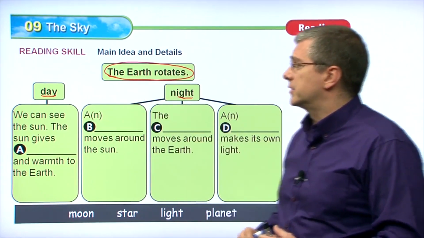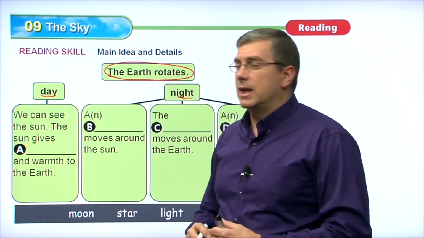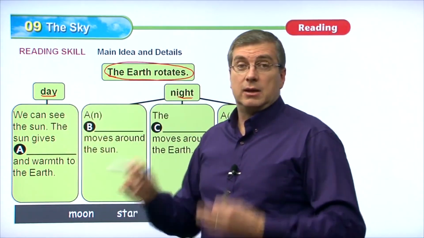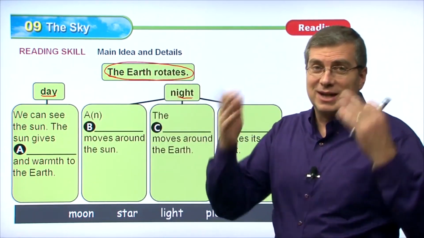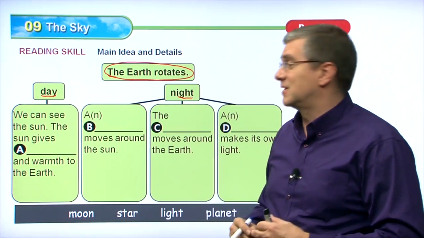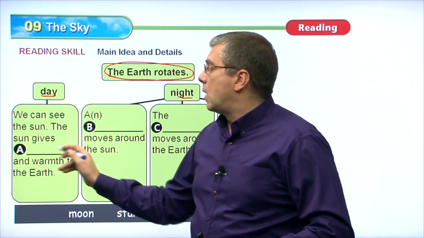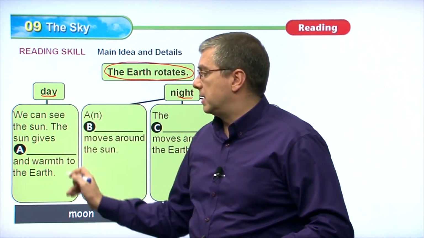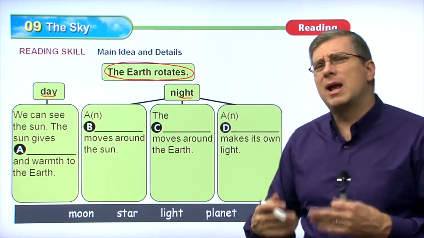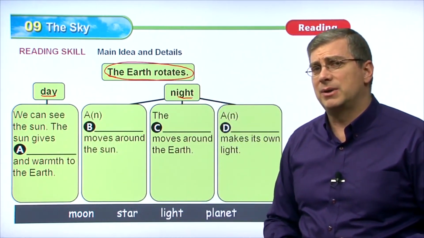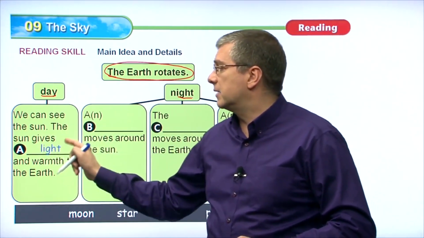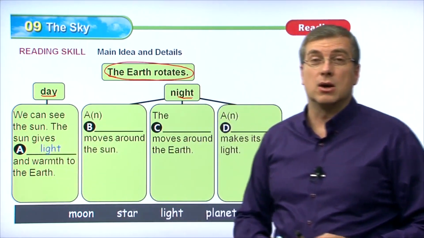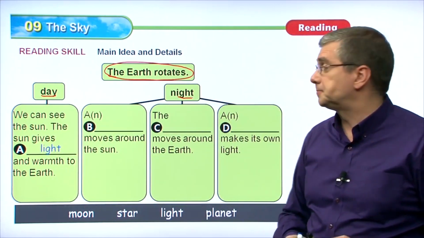Let's talk about day first. During the day, in the daytime, we can see the sun. Of course we can see the sun. Don't look at it for very long, though, because that will hurt your eyes. The sun gives what? Beep, and warmth to the earth. Gives warmth, and what else does the sun give? We talked about that quite a bit, right? We said it gives us light. The sun gives light and warmth to the earth, and that's during the daytime.